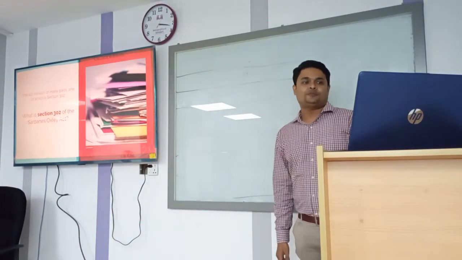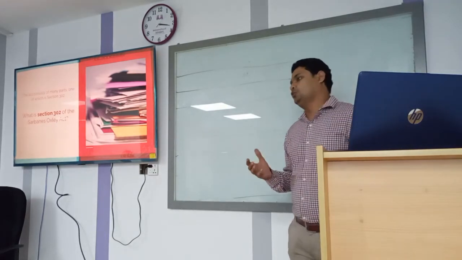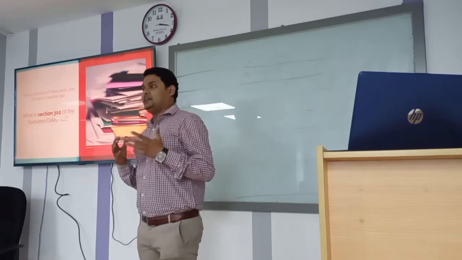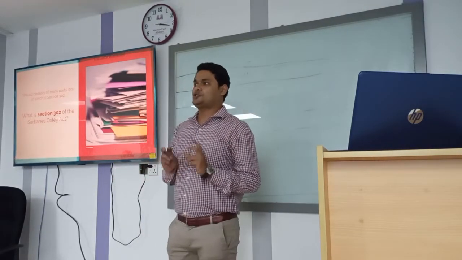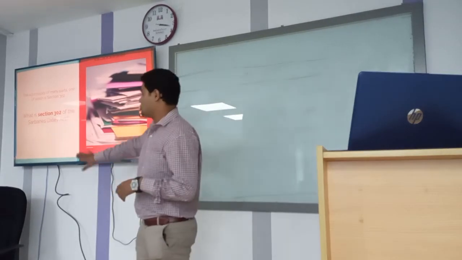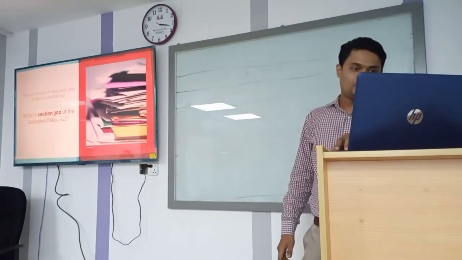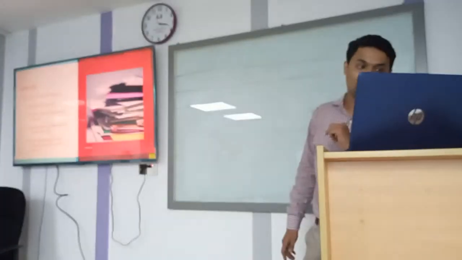Now, the Act consists of many parts. As you know, the SOX Act has 11 sections, and now we will discuss two sections of those. One is 302, and in my next slide you will see 404. So what exactly is section 302?